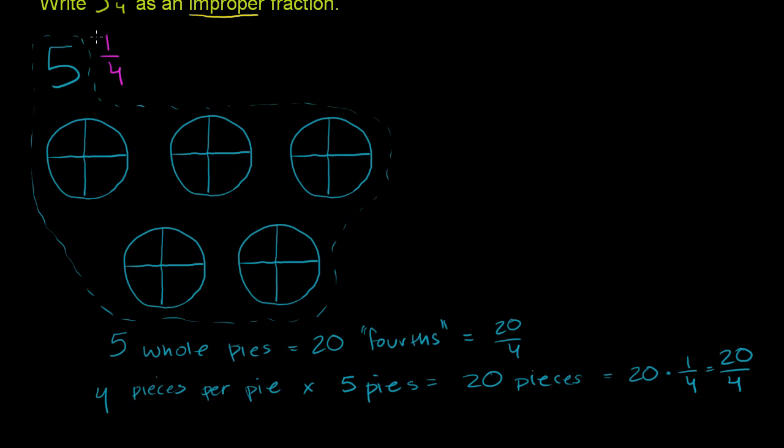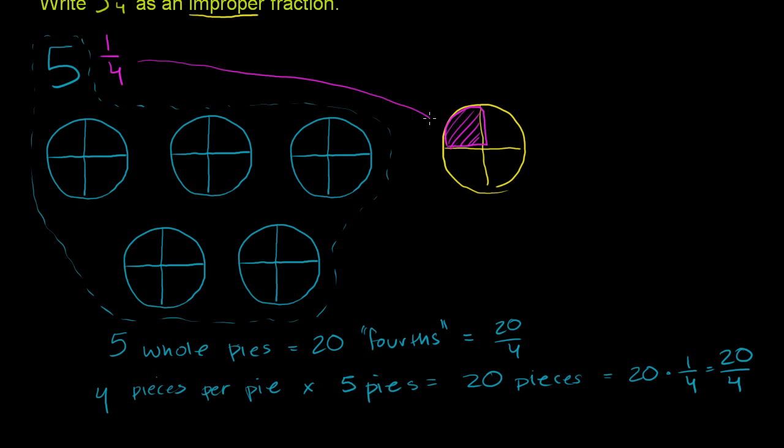Now the 1/4 right here represents literally one more fourth of a pie, or one more piece of a pie. So let me draw another pie here. That is another pie. Cut it into 4 pieces. But this 1/4 only represents one of these pieces, right? The denominator tells us how many pieces. The 1 tells us how many of those pieces we're dealing with. So it's just this one piece over here. That right there is the 1/4.